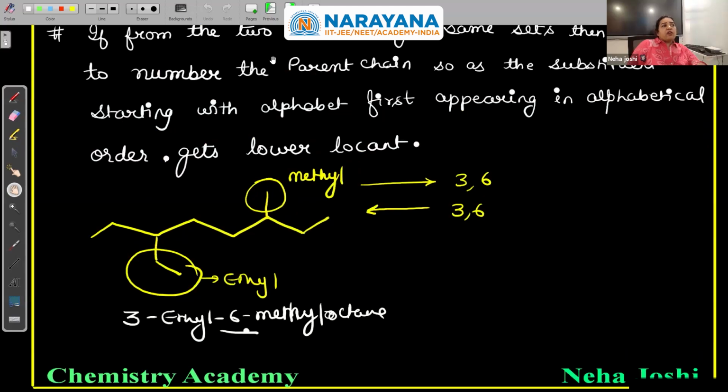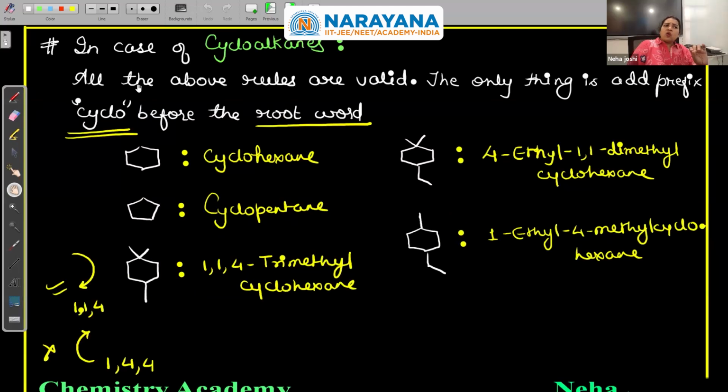Okay. If you have a cycloalkane, then all the above rules, like the locant, the substituent and everything, remain the same. The only thing you need extra is that the root word is now prefixed with the word cyclo. Cyclohexane, cyclopentane. The rest of the rules remain the same. Okay. 4-ethyl, 1,1-dimethyl cyclohexane.